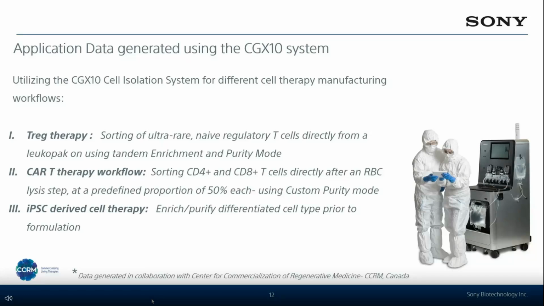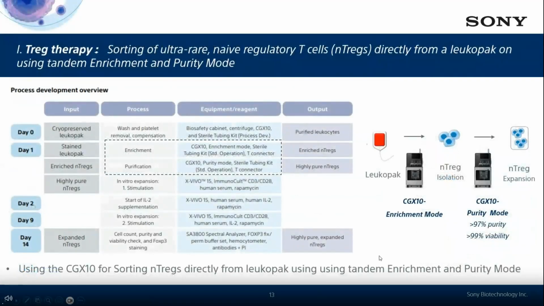Second, we'll look at the use of the CGX10 in CAR T therapy workflows, sorting CD4 and CD8 positive T cells directly after RBC lysis at predefined proportions of 50% each. This was using the system's custom purity mode. And last, we'll look at iPSC-derived cell therapy, enrichment and purification of differentiated cell types prior to formulation. So first, for Treg therapy.